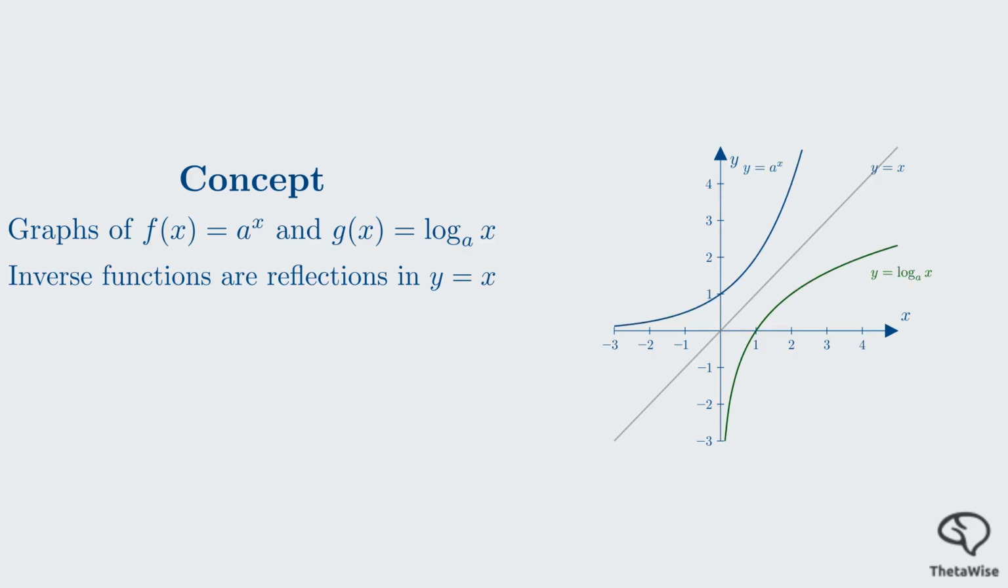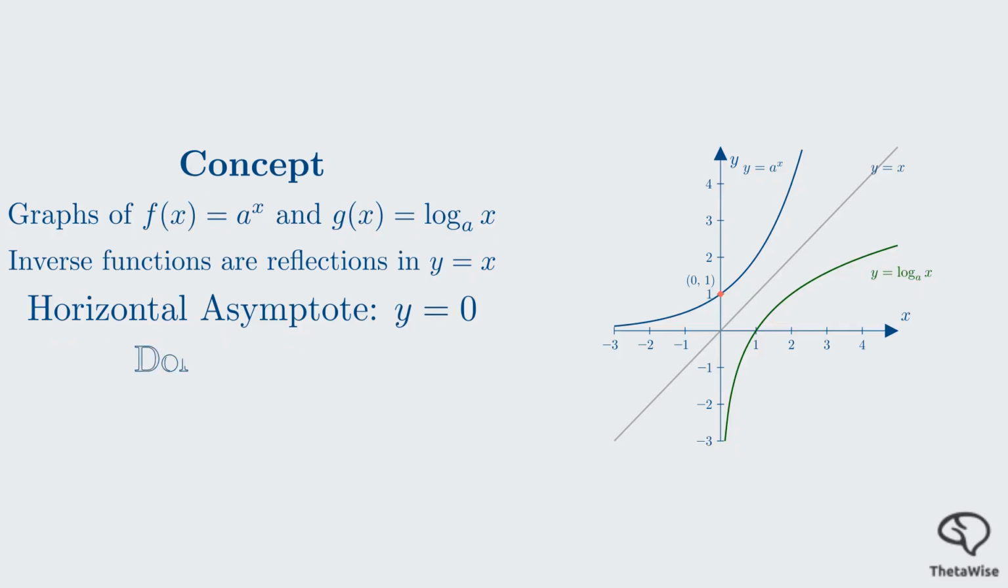Let us look at the exponential function first. For a base a greater than 1, it always passes through the point 0, 1, because any base to the power of 0 is 1. It has a horizontal asymptote at y equals 0, meaning it never touches the x-axis. The domain is all real values of x, but the range is y greater than 0.